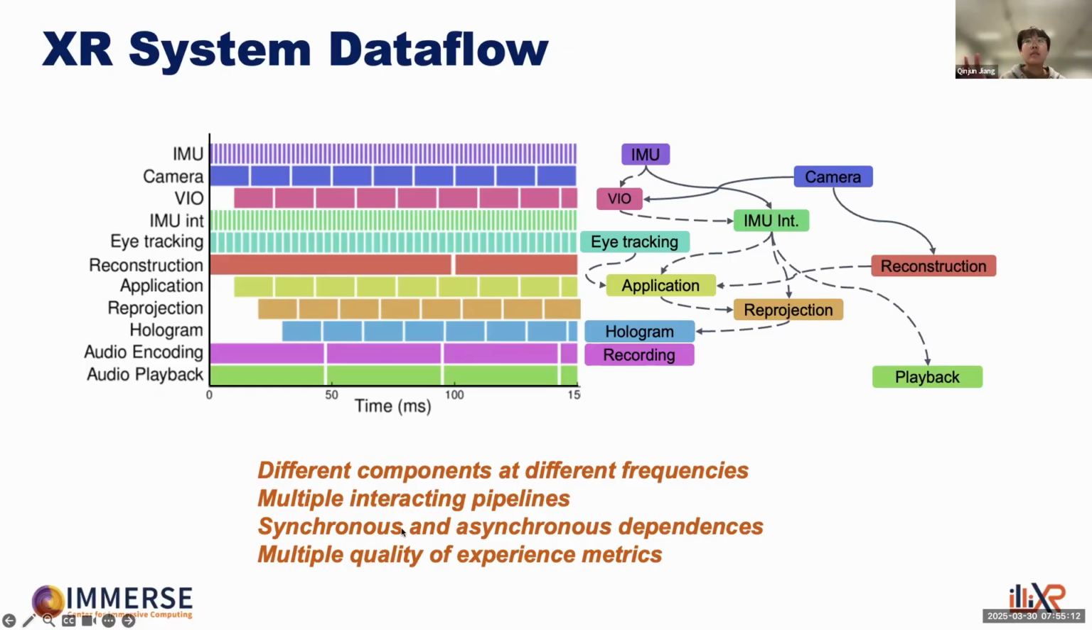And all these components form multiple interacting pipelines, either tightly coupled or very loosely coupled. And each pipeline presents different quality of experience metrics. Like we have the pose accuracy metrics for the head tracking pipeline. We have many graphics metrics, such as the ones that evaluate image qualities for the visual pipelines and so on. So it's really not enough to just improve the quality of a single component at a time. Instead, we have to take into consideration the entire system.